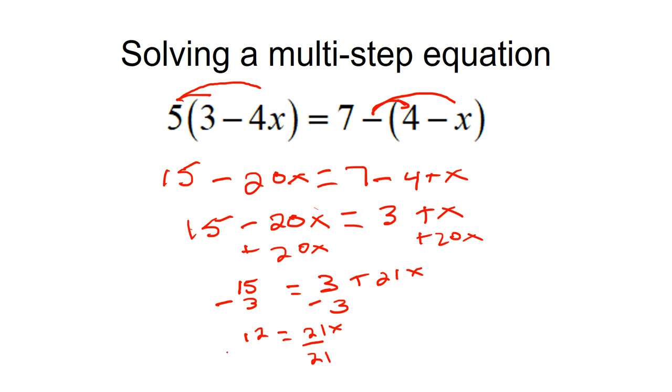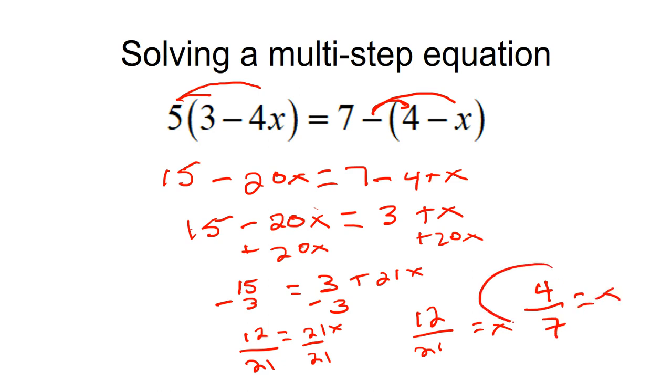Divide by 21. Okay, that gives me 12 over 21 is equal to x, which if I reduce that, they're both divisible by 3, would be 4 over 7 is equal to x. Again, you can go back and you can plug that in to get your answer there.